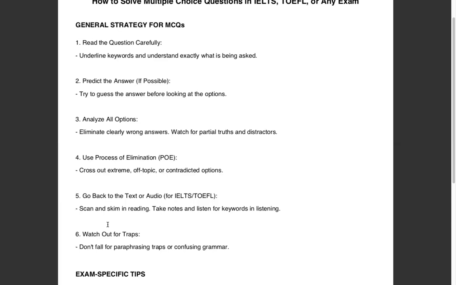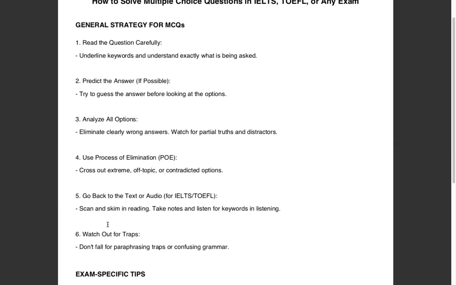This is especially in IELTS or TOEFL, especially actually in TOEFL. They are always trying to trap by using paraphrasing traps. So in this case, be very careful about paraphrasing. You heard a word, but you should know the paraphrase of this word, the synonym of this word. Because if you don't know it, it will be hard to find it.